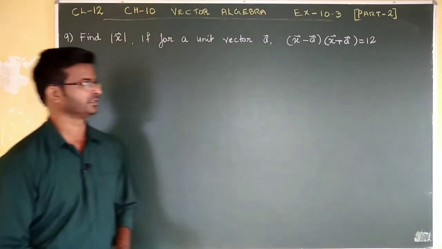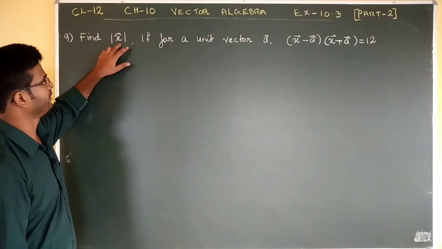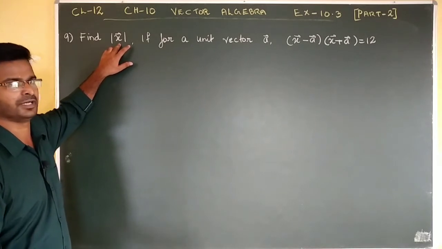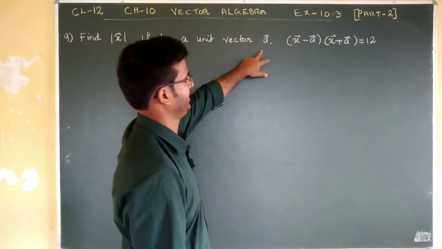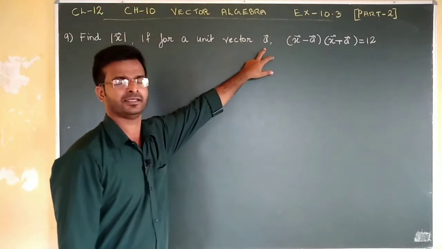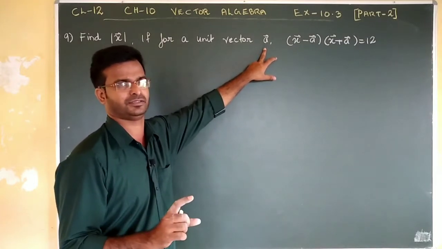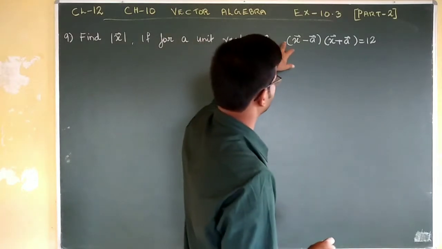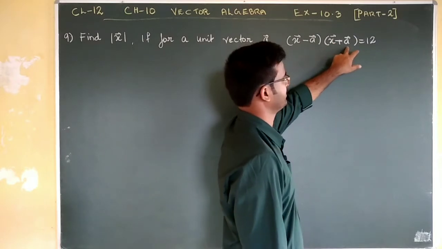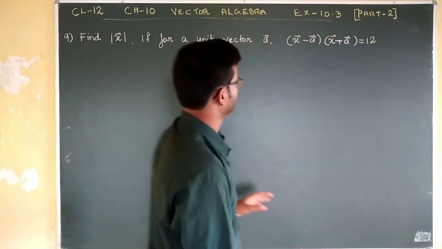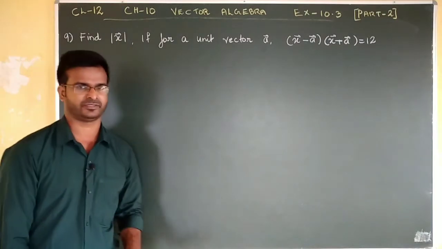Next question is question number 9. Find the modulus of x vector, that means the magnitude of x vector, if for a unit vector A vector, x vector minus A vector into x vector plus A vector equal to 12. A vector is a unit vector. Unit vector means the magnitude of a unit vector is 1, isn't it? Here we have to find the magnitude of x vector.